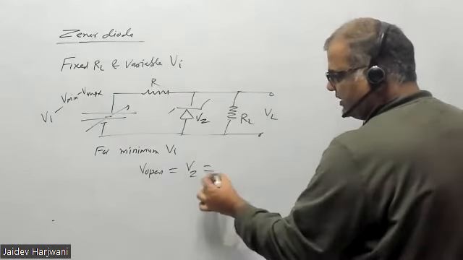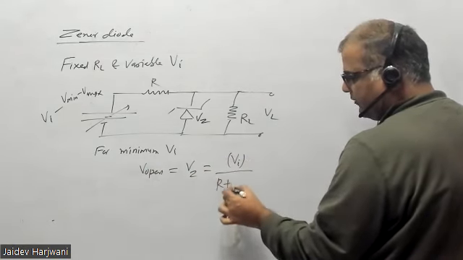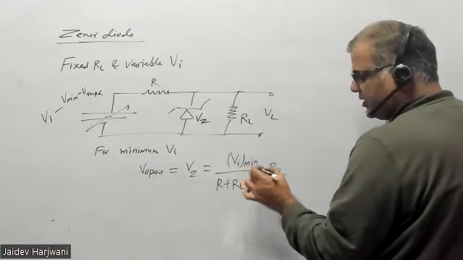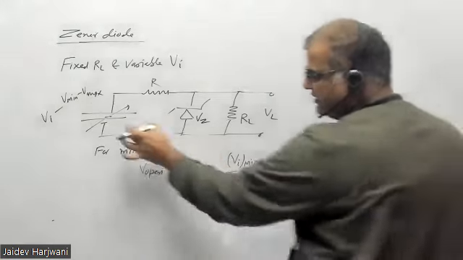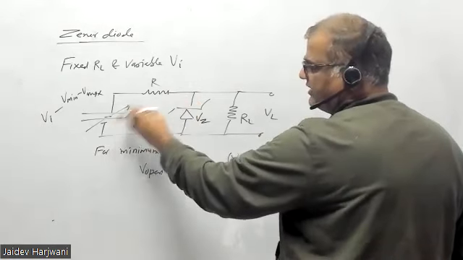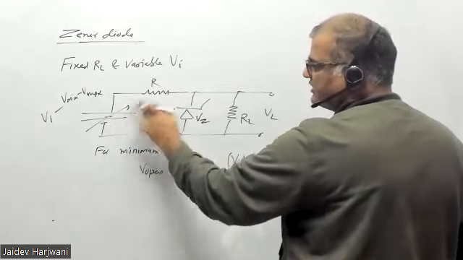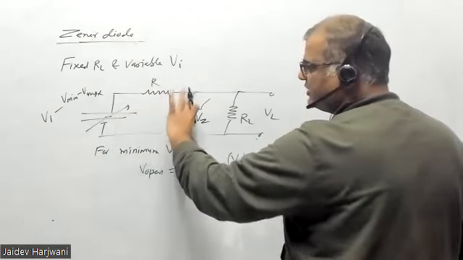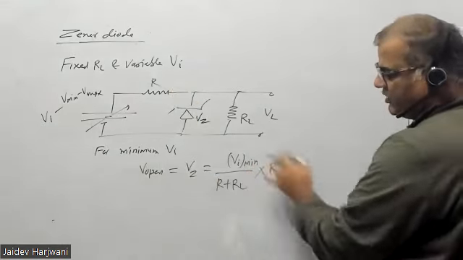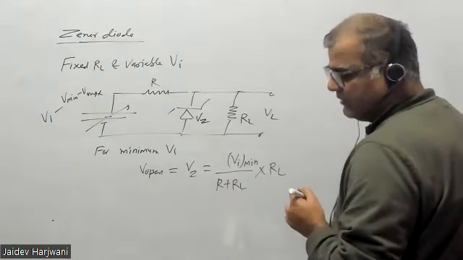And V open is what? V open is your V input divided across R plus RL. Now R plus RL is fixed, so this will become minimum. This voltage will be distributed here and here, and it decides how much voltage comes here. So minimum voltage can be obtained with this formula, and you can use it to find V minimum.